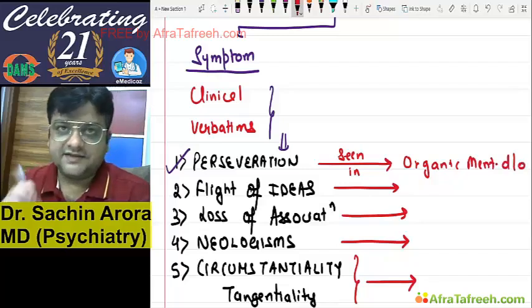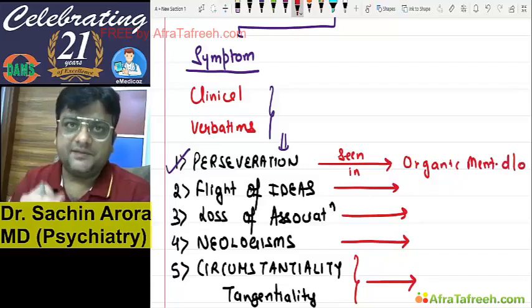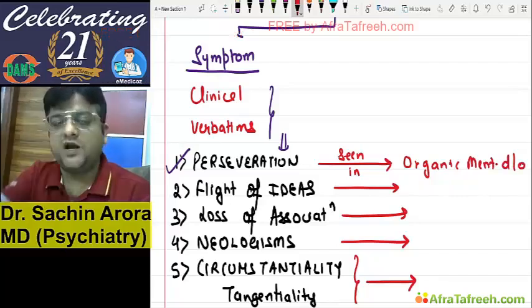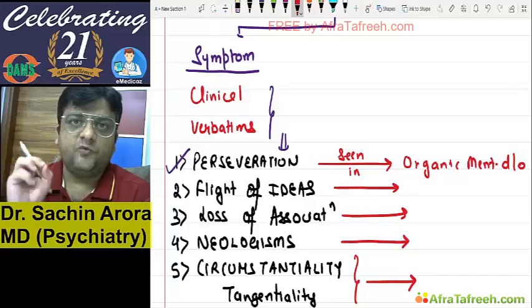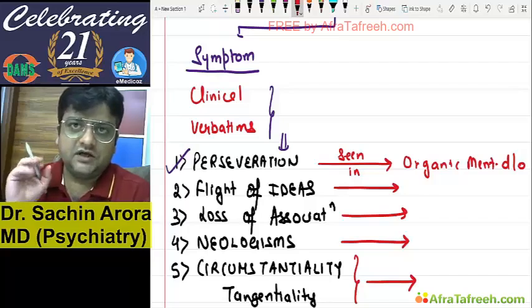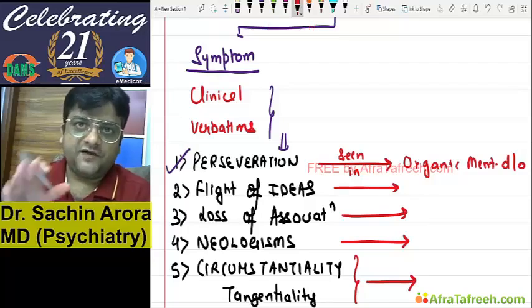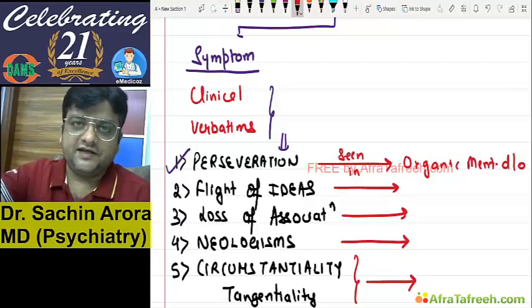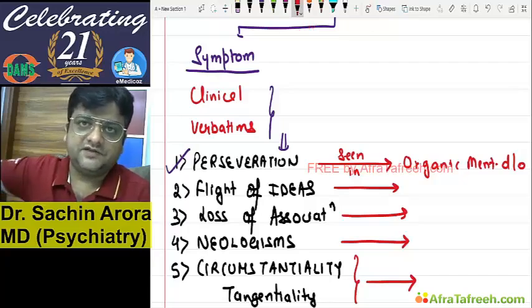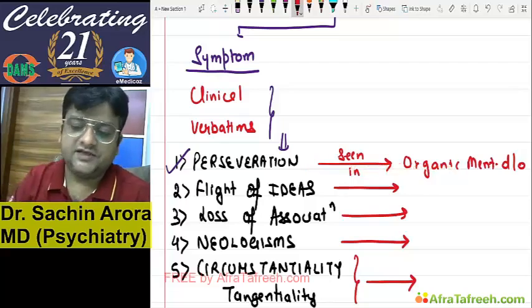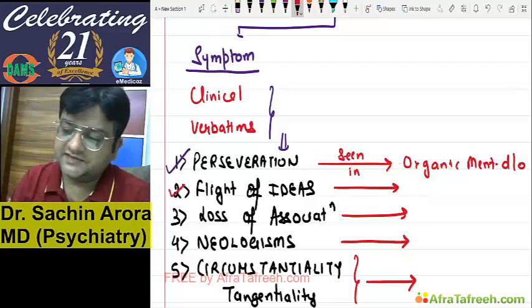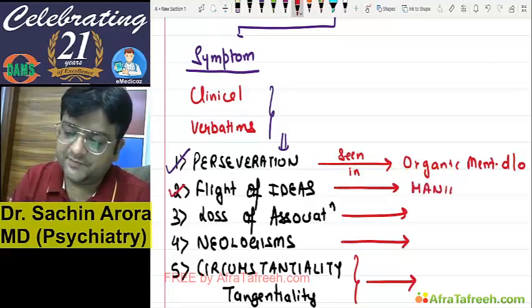Flight of ideas is when the patient's speech shifts from one topic to another, and in between the two speeches there is a random one-word connection. I arrived by a flight, then I went there, I met a girl, her name was Sapna, Sapna is that. So individual sentences are connected to each other, and the speed of speech is increased. It is seen in mania.